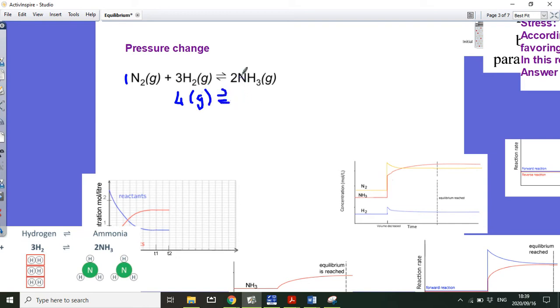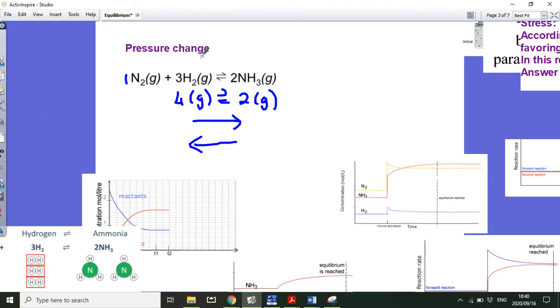On the other side, although it's in one container, please remember this is in one container, I've got 2 moles of gas particles. So if I'm favoring the forward reaction, I'm changing 4 moles into 2 moles. So that's fewer particles, so less pressure. If I'm favoring the reverse reaction, I'm changing 2 moles into 4 moles, and therefore there's going to be more particles, so more pressure. So now how are we going to do these graphs?